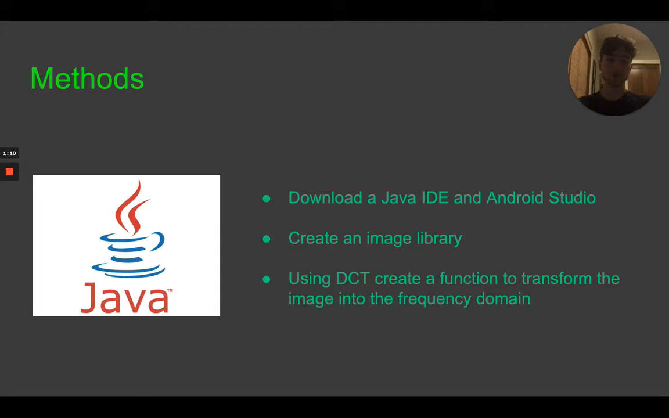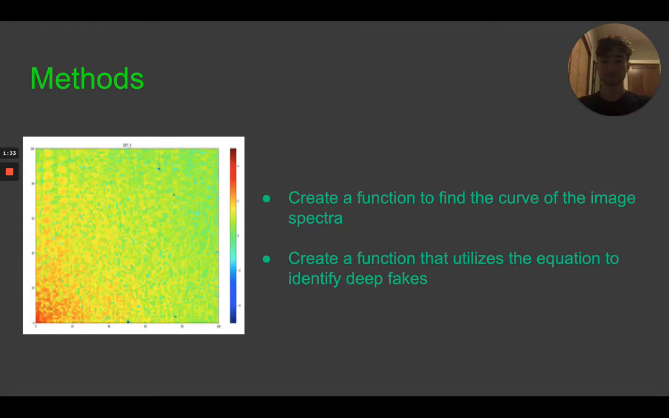The first step is to download the Java IDE and Android Studio, which allows me to code in a virtual environment. Then I create an image library of both fake and real images so I can test my program. Then I use the discrete cosine transform to create a function to transform the images to the frequency domain. And then I have to create a function to find the curve of the natural images within the spectra.